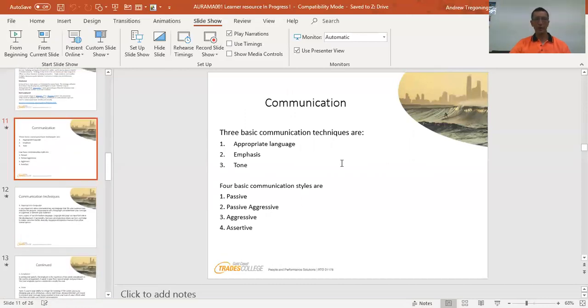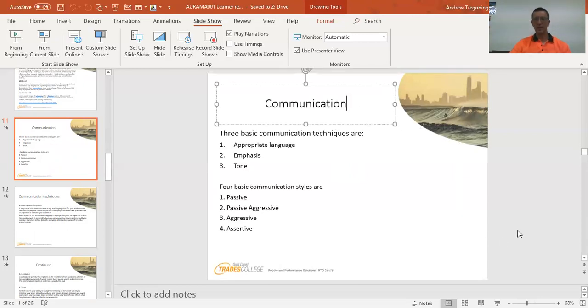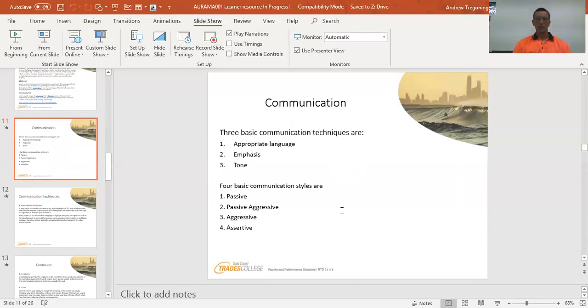Now, we all know we have to communicate with others in a workplace, and there are techniques around communication. Some of those basic communication techniques are appropriate language, emphasis, to put an emphasis on a word, and also tone. Tone is very important in our language as well. We can speak in a monotone, which is quite a boring way of communicating, or we can put tone and inflection in our voices to make it more interesting and get our point across more clearly.